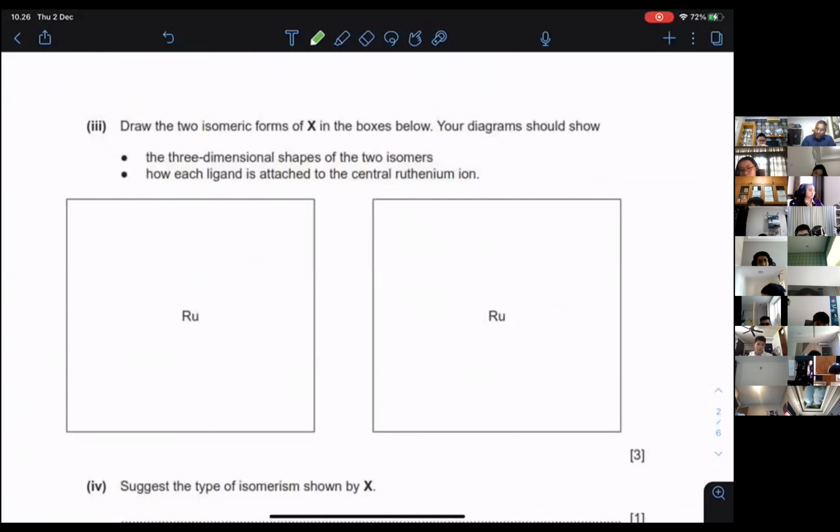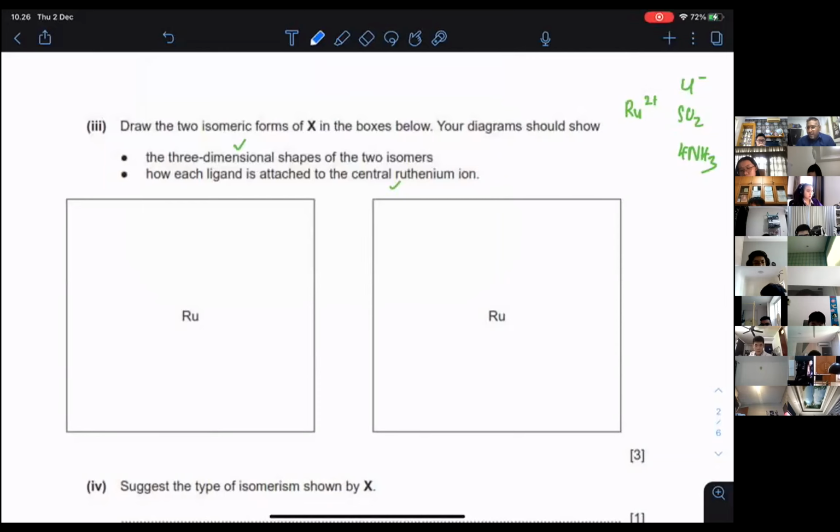So do remember, there is Ru2 plus. There is 1 Cl minus, SO2, and then 4 ammonia. Now you want to show the three-dimensional shape. Each ligand is attached to the central ruthenium ion. If you want to show this, make sure you must actually get the concept correct.